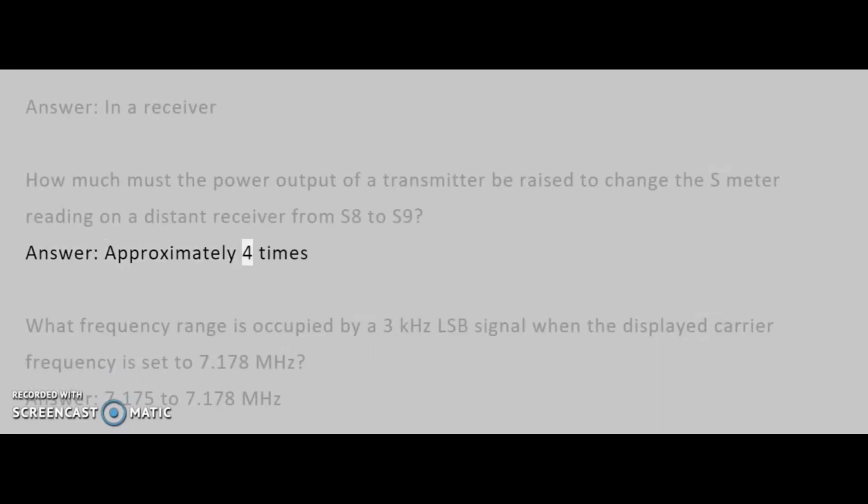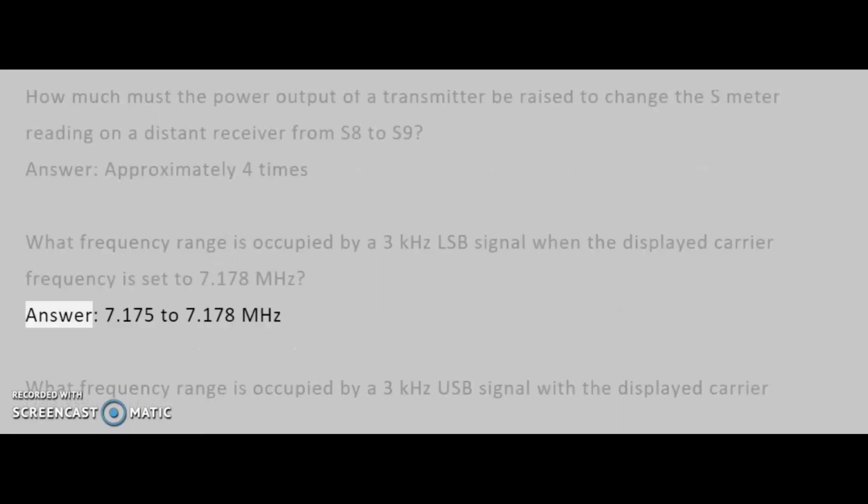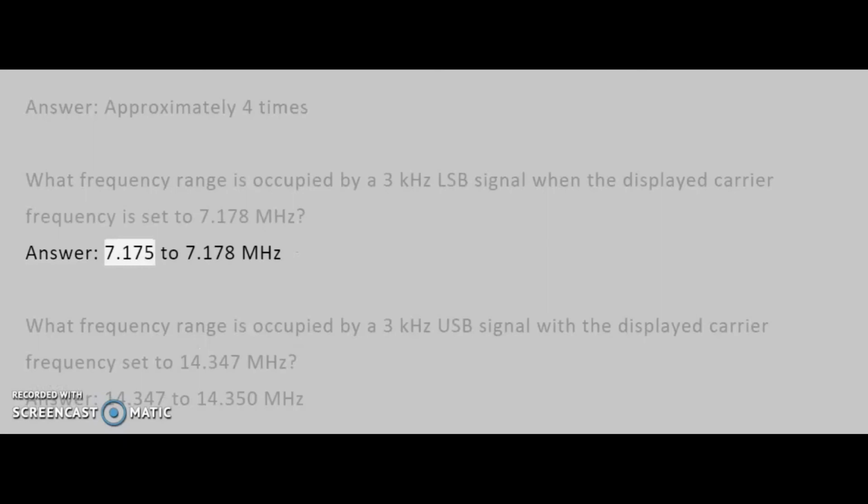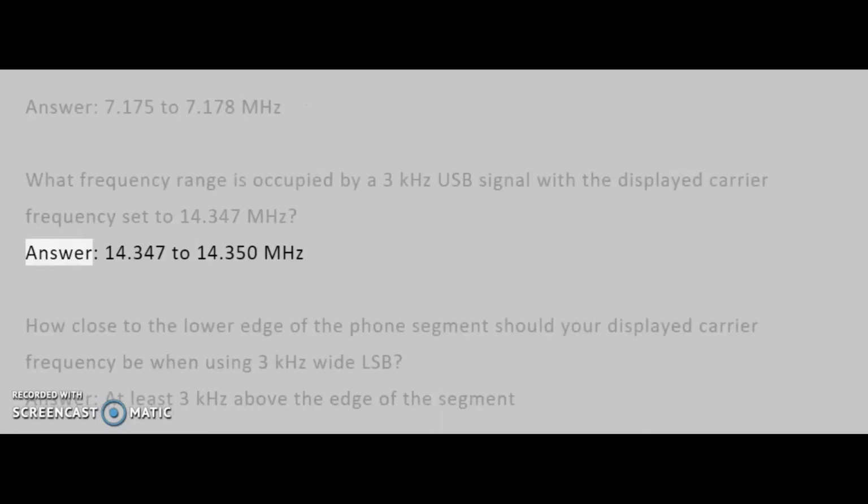Answer: approximately 4 times. What frequency range is occupied by a 3 kHz LSB signal when the displayed carrier frequency is set to 7.178 MHz? Answer: 7.175 to 7.178 MHz. What frequency range is occupied by a 3 kHz USB signal with the displayed carrier frequency set to 14.347 MHz? Answer: 14.347 to 14.350 MHz.